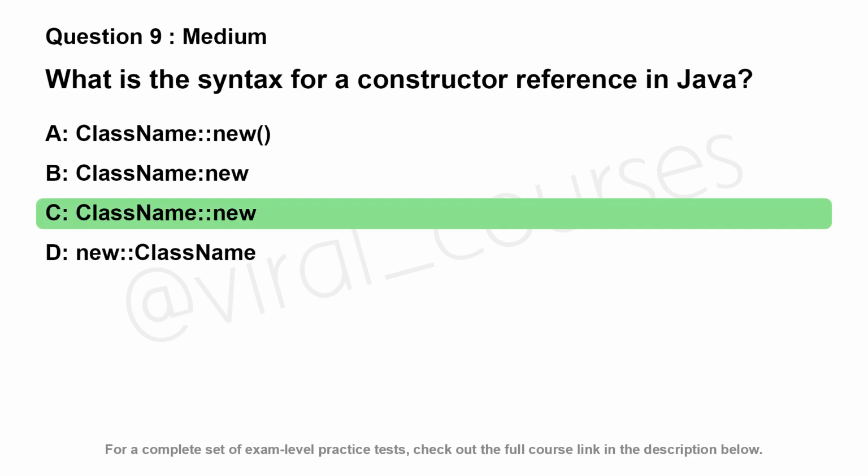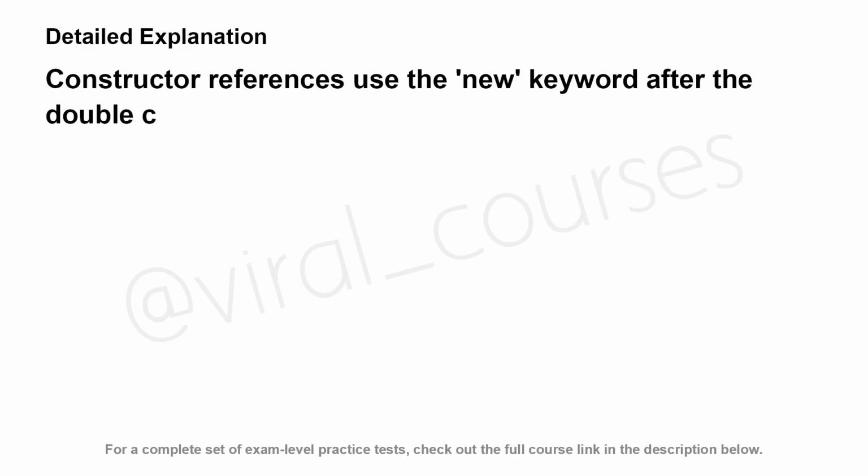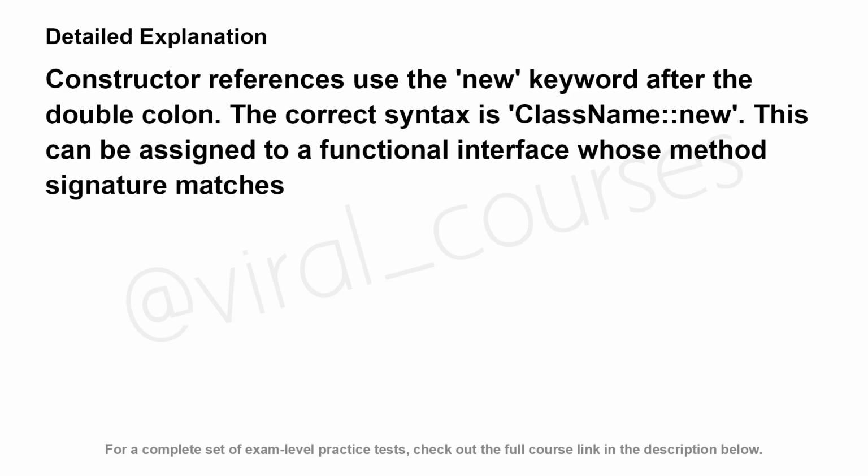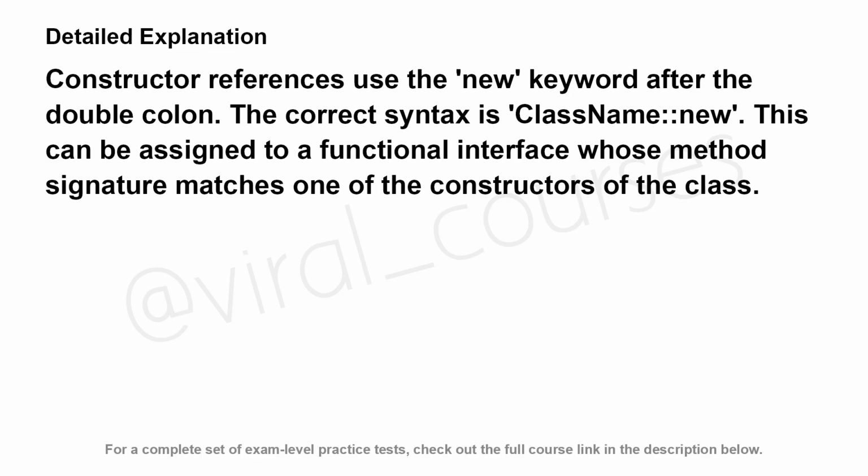The correct answer is C. Constructor references use the new keyword after the double colon. The correct syntax is ClassName::new. This can be assigned to a functional interface whose method signature matches one of the constructors of the class.